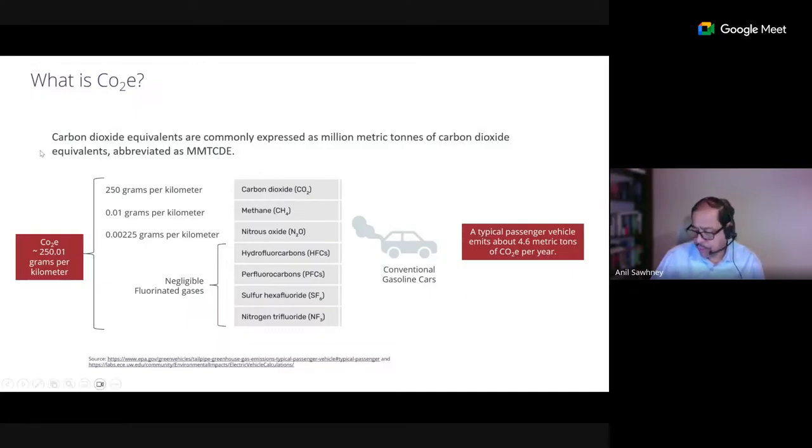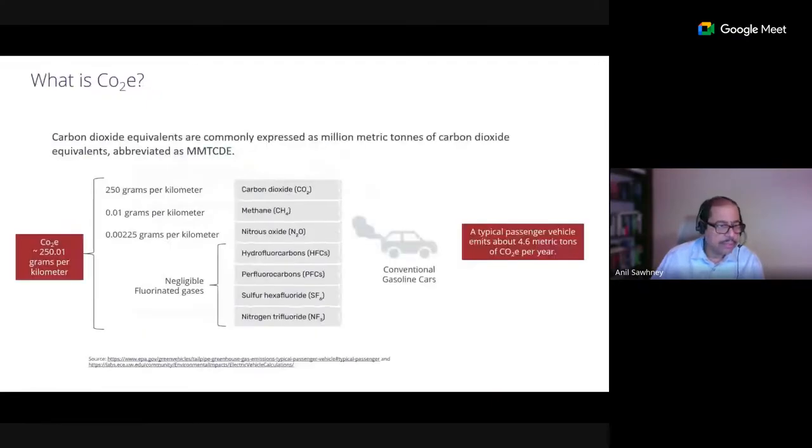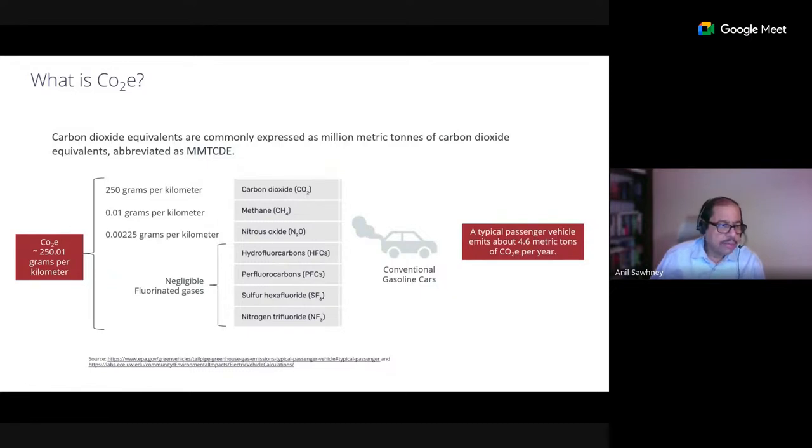Okay, so if I go and look at these numbers, methane is 25 times the carbon dioxide equivalent. So even if I multiply it by 25 to get my carbon dioxide equivalent, and 298 times for nitrous oxide, I will still get a very, very low number. So my carbon dioxide equivalent per kilometer of a gas car, or a petrol car running, is 250.01 grams per kilometer.